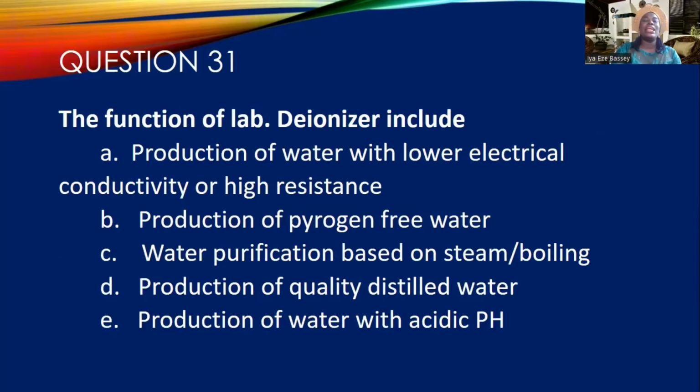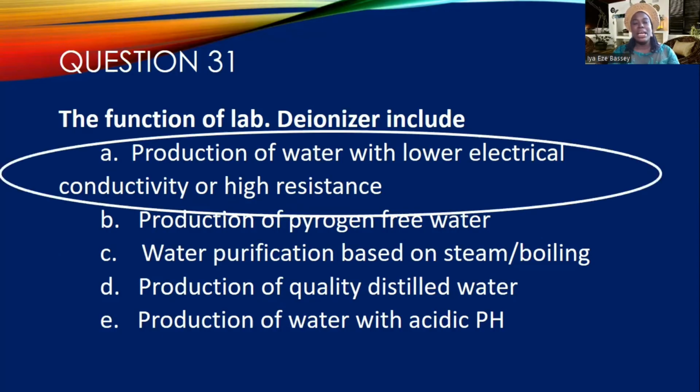The function of the lab deionizer includes A, production of water with lower electrical conductivity and high resistance. B, production of pyrogen-free water. C, water purification based on steam boiling. D, production of quality distilled water. E, production of water with acidic pH.